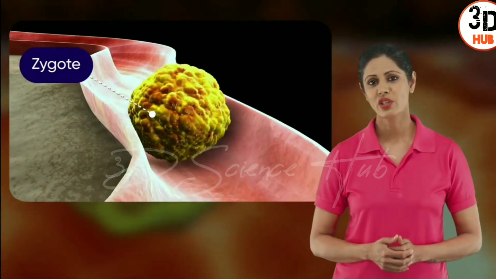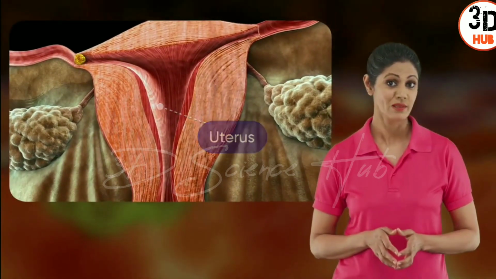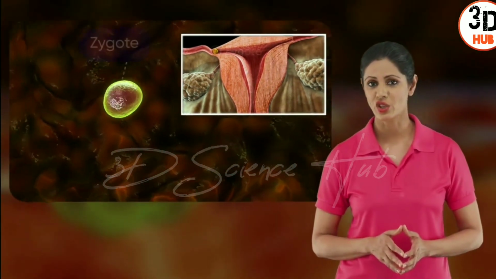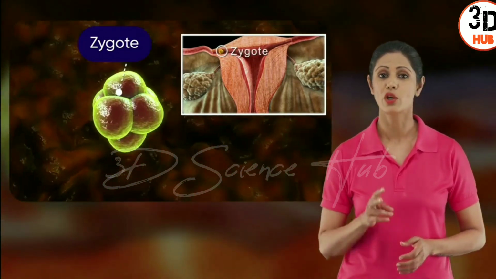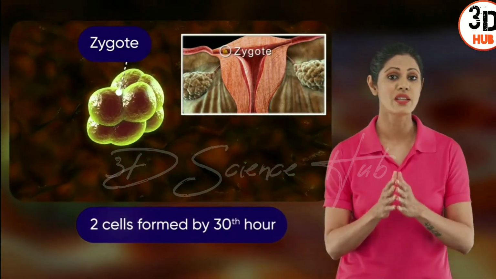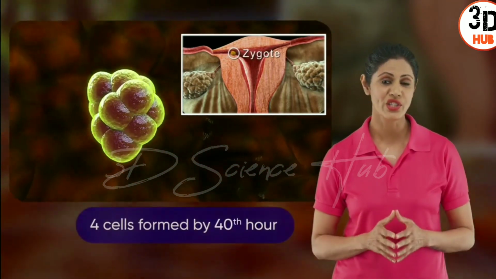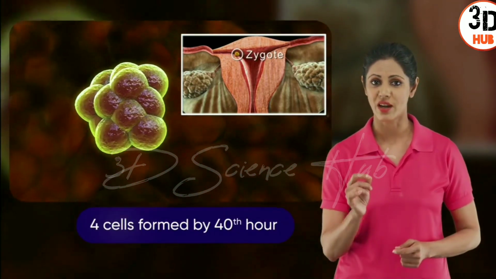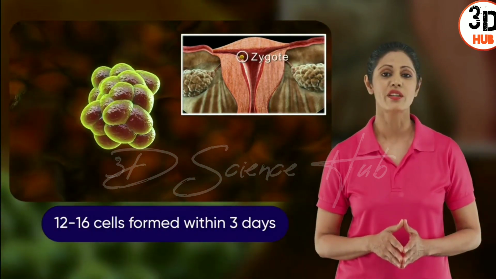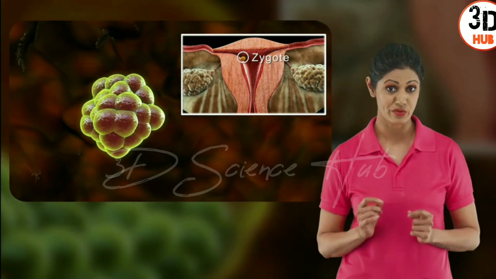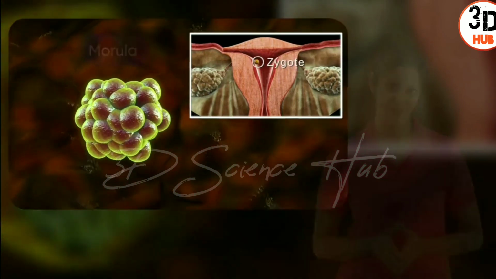The zygote continues to move down the oviduct to the uterus. However, during the migration, the zygote undergoes mitotic division to form two cells around the 30th hour. Cell division continues and 4 cells are formed by the 40th hour approximately, and 12 to 16 cells within a 3-day period, by the end of which the mass of cells is called a morula.